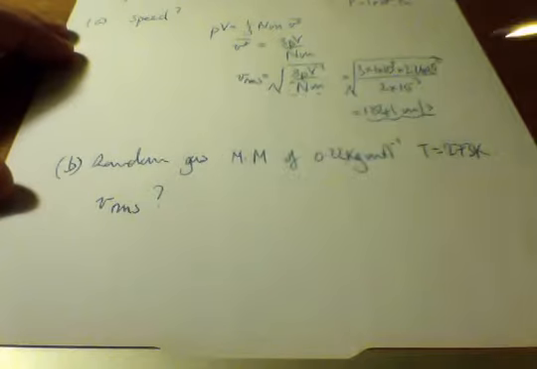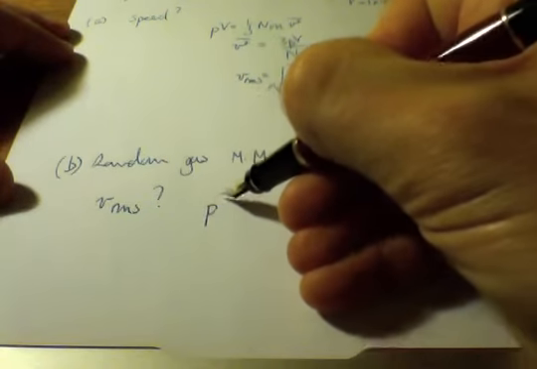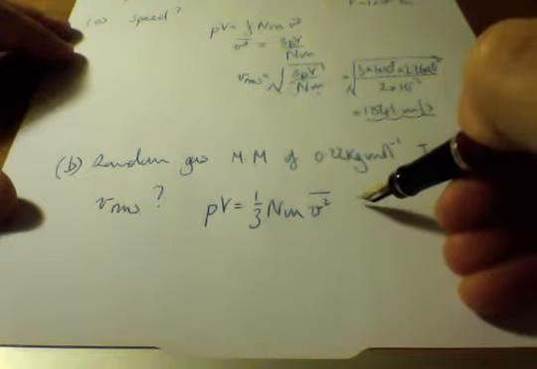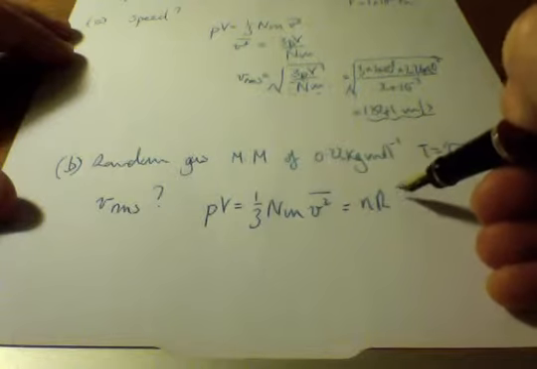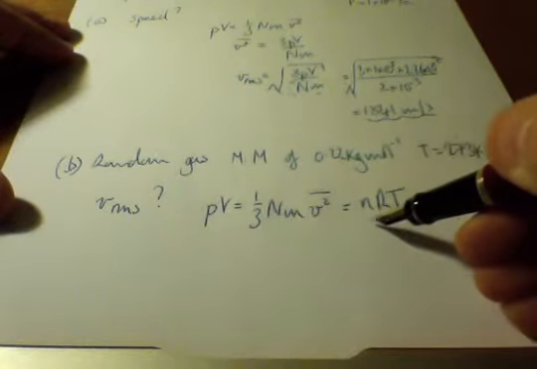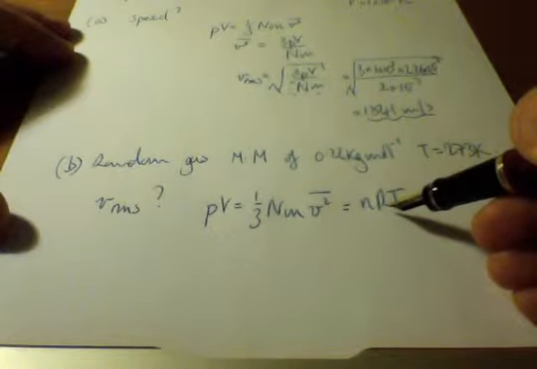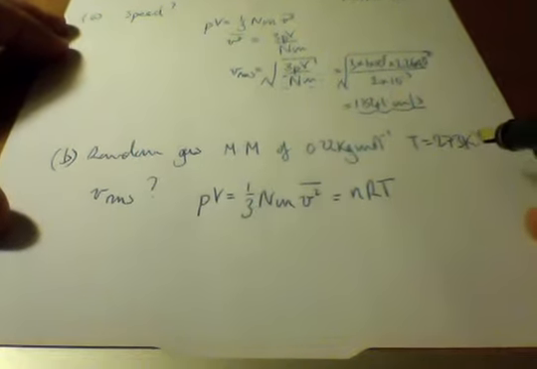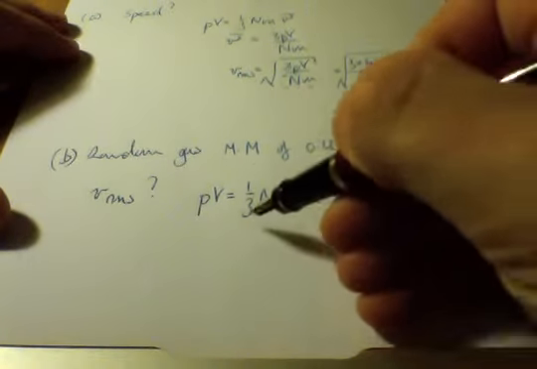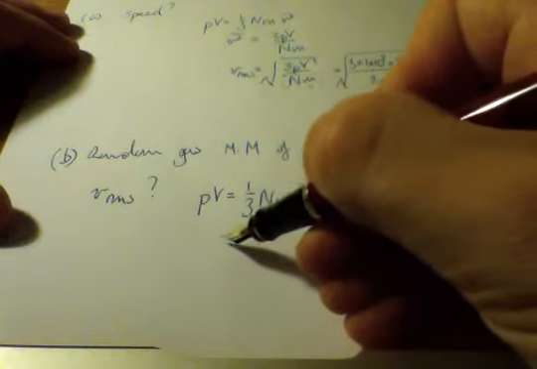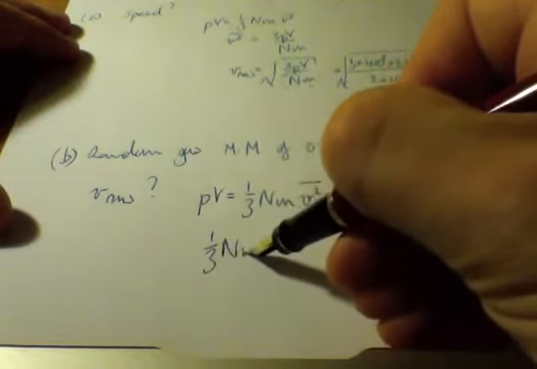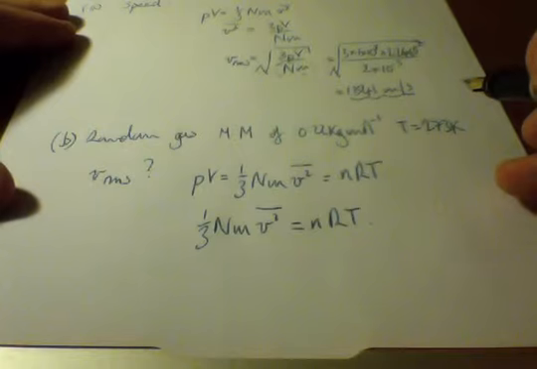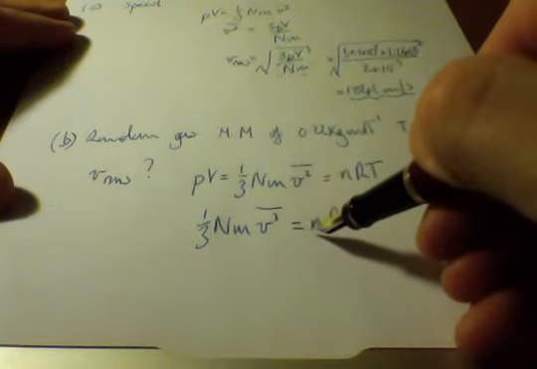Okay, now there's a slight change that we need to consider here, in that PV, which is a third NM V bar squared, is also equal to nRT, because this was our original identity for the gas laws. So the temperature could dictate the same for the speeds as well. So taking this part of the equation here, and ignoring the PV this time, I'm going to say a third NM V bar squared equals nRT. We have 1 mole of a gas, so this obviously goes to 1.